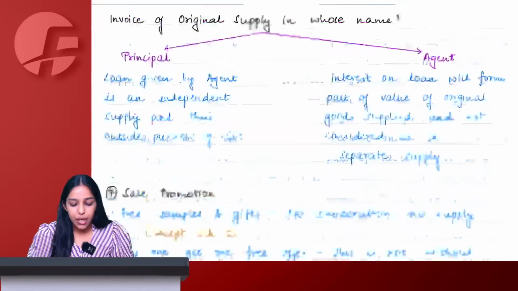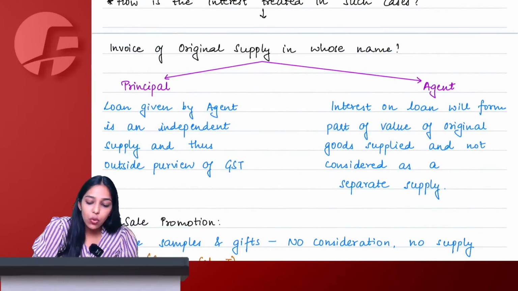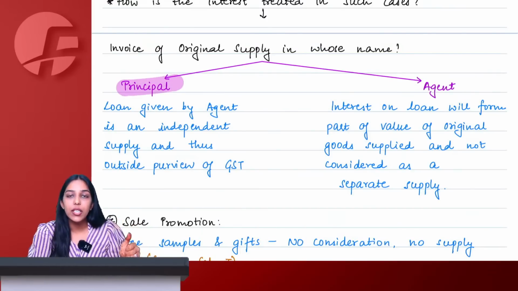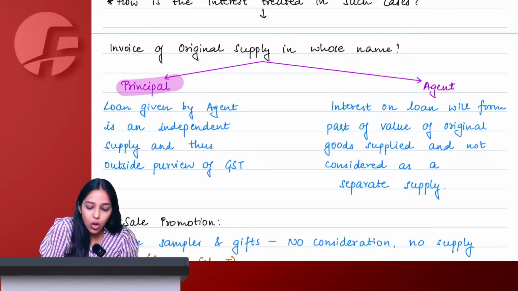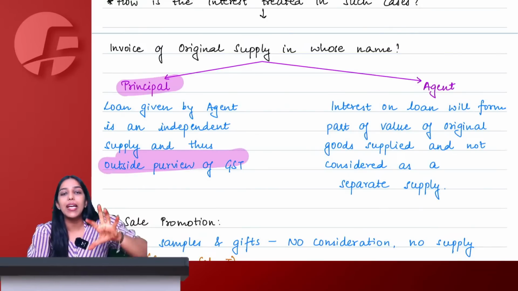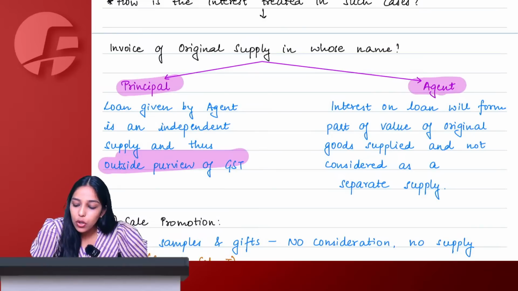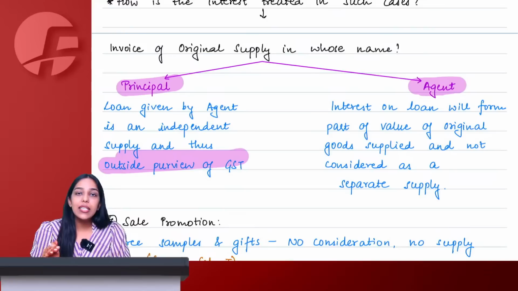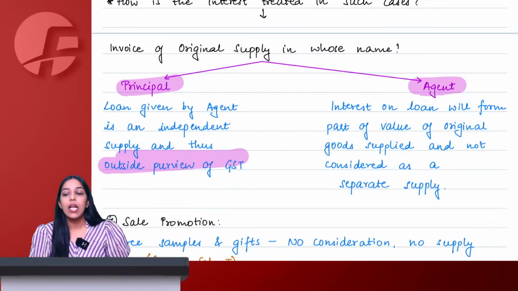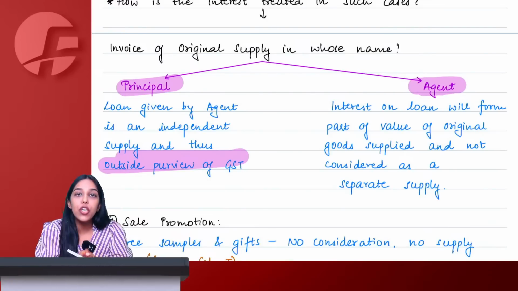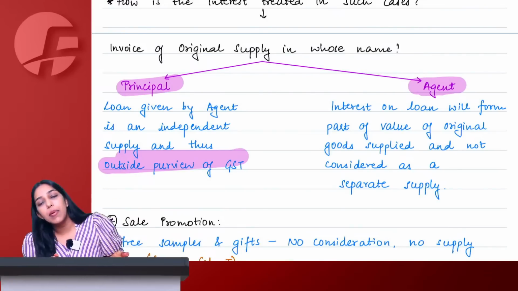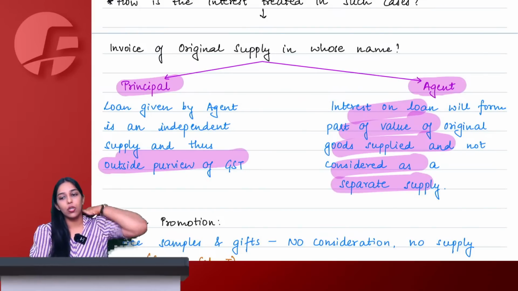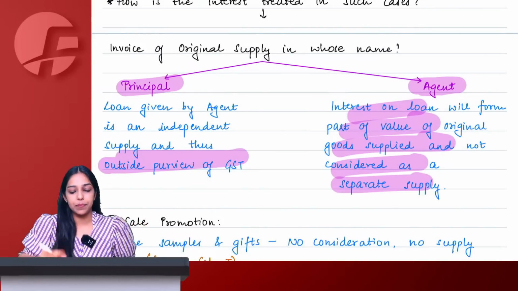So we will simply say, in case of Del Credere agent, if the original supply was in the name of principal, means agent was never agent, in that case, this interest is not going to be taxable under GST. It will be exempted from GST. Whereas if the original invoice was in the name of agent, as the case of Bhai, then in that case, whatever interest Bhai is receiving, it will be added with the value of the original supply and will be taxable at the rate of original supply only. Say yes or no, clear to everyone.